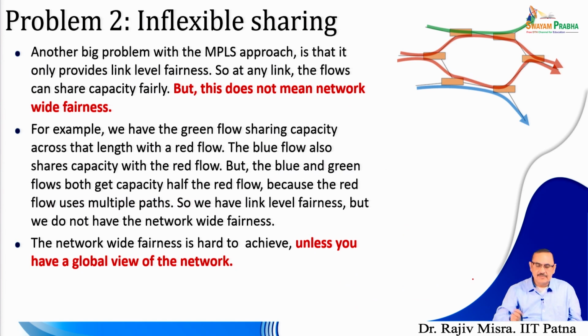The second problem is inflexible sharing. Another big problem with the MPLS approach is that it only provides link level fairness. At any link the flows can share the capacity fairly, but this does not mean that wide area network wide fairness is ensured. For example, we have a green flow sharing capacity across the link with the red flow. That is what is shown over here.